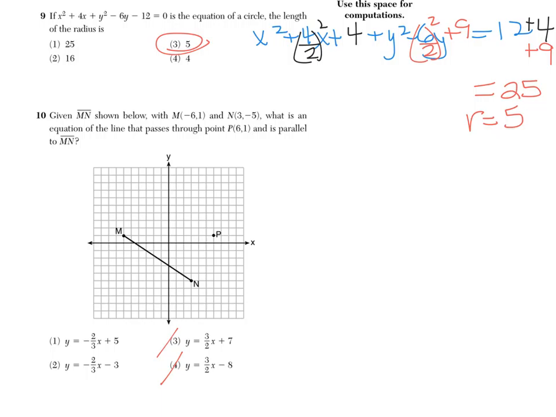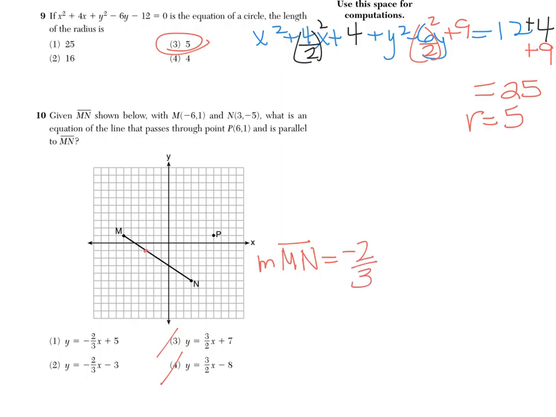Okay, so to go from M to this point right here, we go down 1, 2, and we go over 1, 2, 3. So the slope of MN is equal to -2/3.